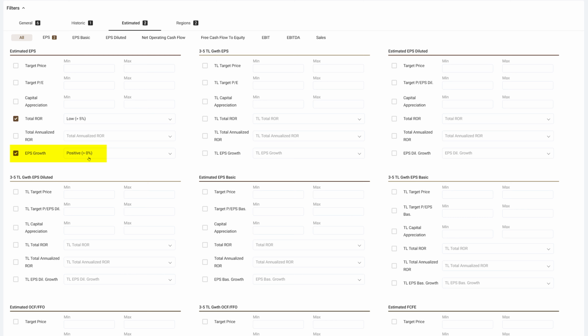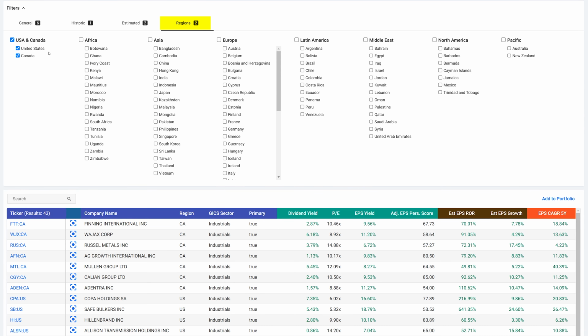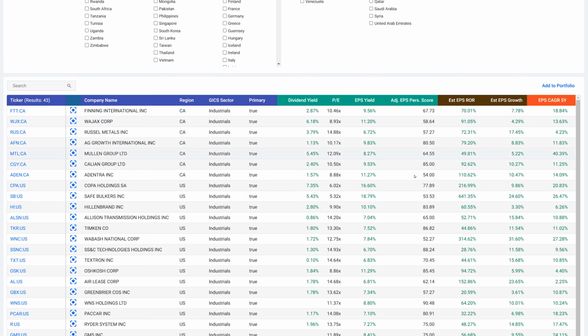So I didn't put a big number on here because that would cut out a lot of stocks. I just wanted to see positive. So again, I'm trying to get a strong value. Then the regions I did were simply US and Canada. So that's my screen. Now, when I run the query using those data points, I end up with 43 stocks that screened out using those screens that I just mentioned.